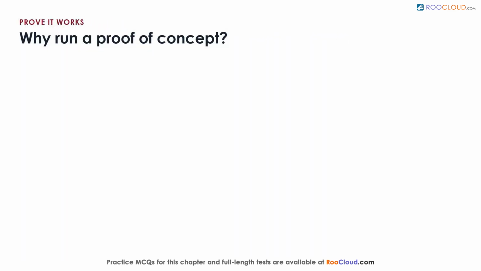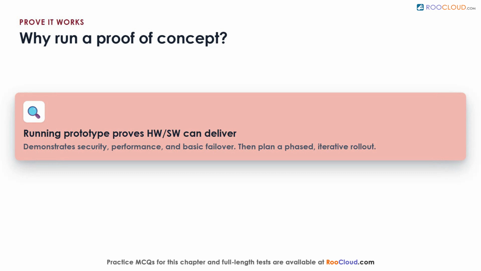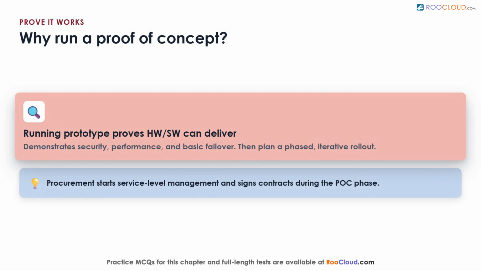Why run a proof of concept? To prove the chosen hardware and software can actually deliver. You build a running prototype in simplified form. It demonstrates security, performance, and basic failover. Then you plan the rollout in a phased, iterative way. Requirements analysis keeps feeding the process throughout, and procurement starts service-level management and signs the contracts.